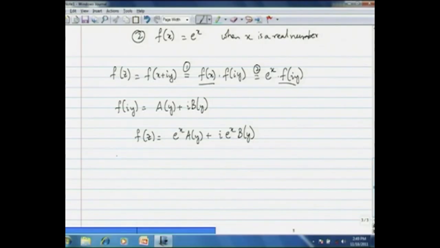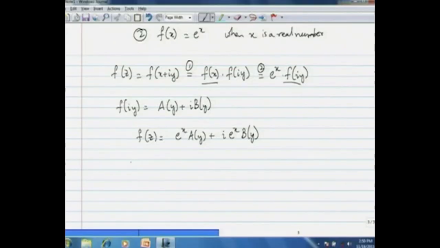Then since we want to define this exponential function in such a way that it is differentiable everywhere in the complex plane, we also desire that this function should be differentiable at every point in the complex plane. So, in particular the real and imaginary parts of this function should satisfy the Cauchy-Riemann equations. Let us write them down. u of x comma y in this case is e power x a of y, and v of x y, the imaginary part, is e power x b of y.